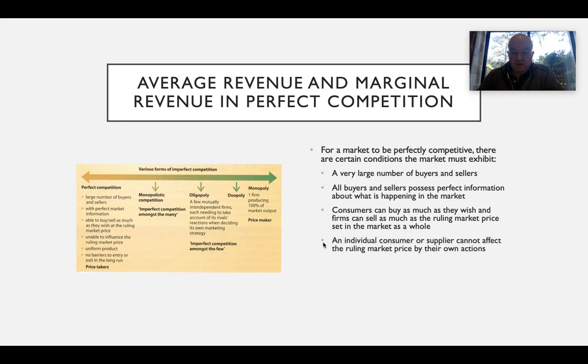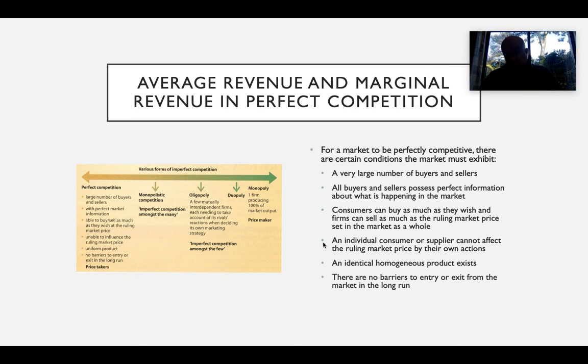Individual consumers and suppliers can't affect the ruling market price by their own actions, so they have no influence over that at all. And the products are identical, they're homogeneous, and they are all being provided by the different sellers, but they have no difference. They're not able to differentiate their product at all. And there are no barriers to entry or exit, so that means that there's no major cost or major issue in terms of getting into the market, but also there are no penalties for exiting the market in the long run. So that's something to bear in mind, okay?